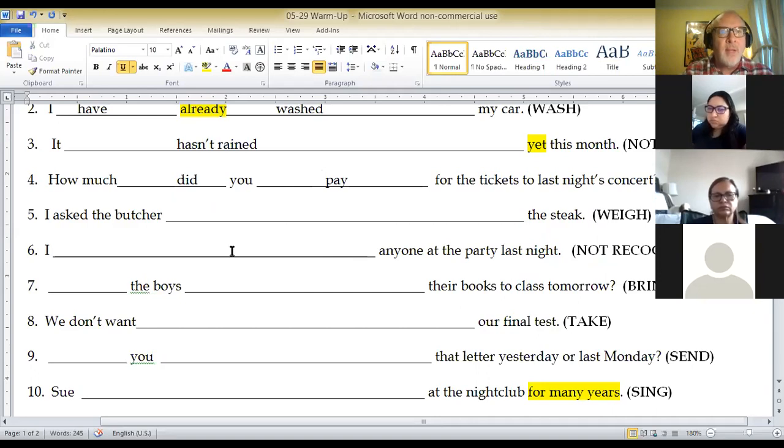I asked the butcher. Remember, I think this one is going to be on the level 3A or 3B test. I'm not sure which. Butcher is carnicero, right? I asked the butcher, do we want a gerund or an infinitive here? Infinitive, right. Whenever you say ask or tell, you want to use the infinitive. I asked my friend to give me a ride. I told my son to clean his room. Ask somebody to do something or tell somebody to do something.